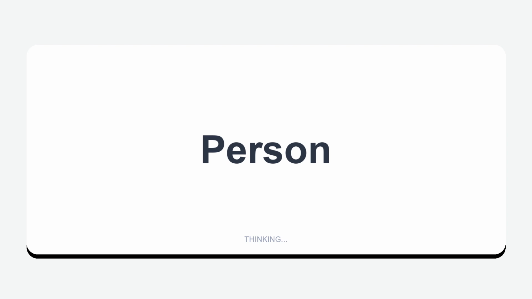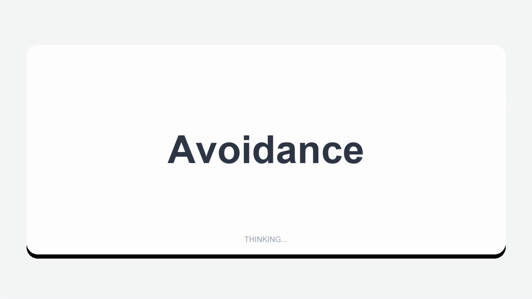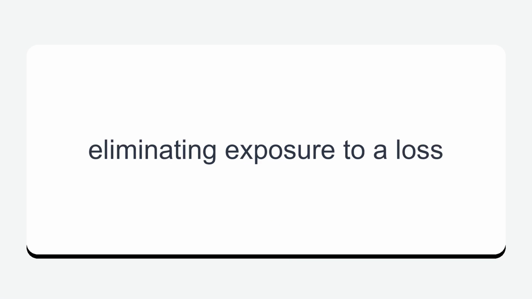Person: term meaning the individual or an insurer, association, organization, society, partnership, business trust, corporation and entity, etc. Avoidance: eliminating exposure to a loss.